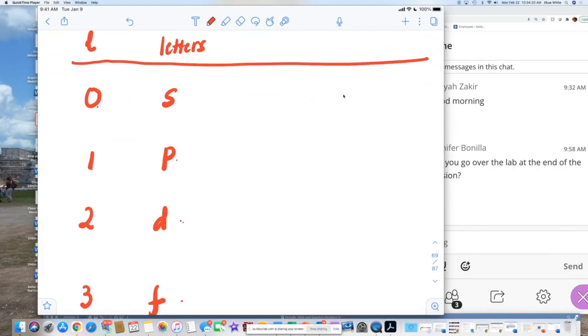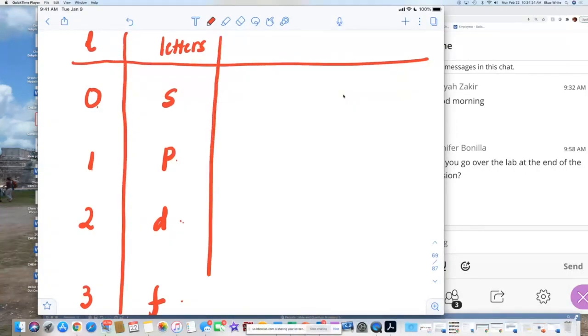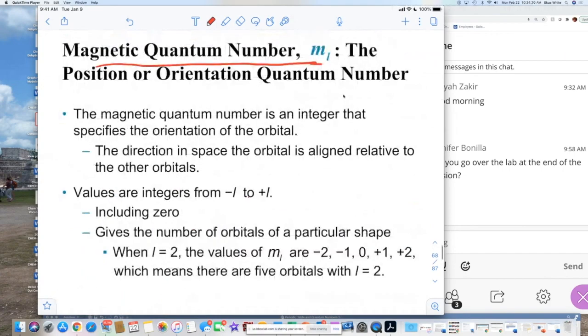Now, what I'm doing here is showing you how we go from the l value, the letters that go with it, to the m sub l values, because over here we're told the m sub l values are actually derived from the l values. How do you get them? These are, again, whole numbers.